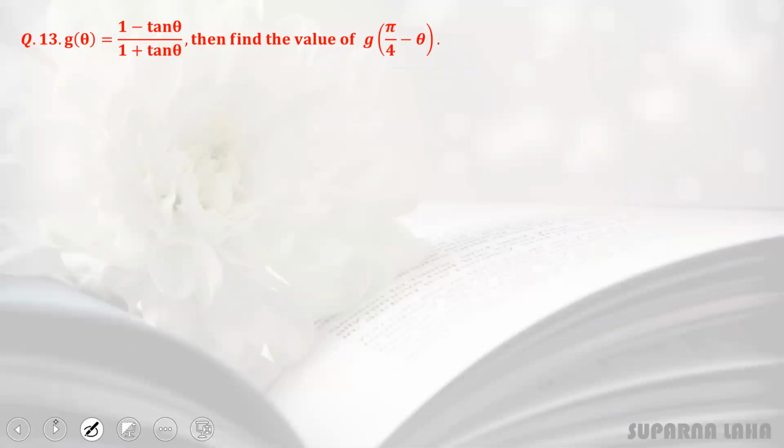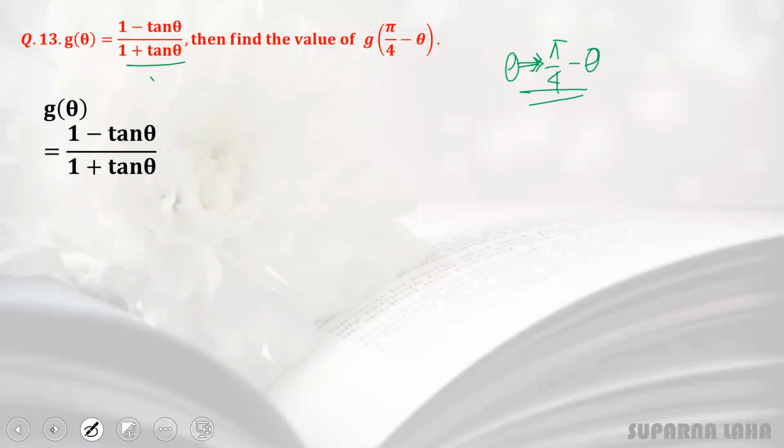You can directly put pi by 4 minus theta in the place of theta, and simplify this equation, and you can find the value of G of pi by 4 minus theta. Or you can do one thing: write down what is G of theta and simplify G of theta first, and then put theta equals pi by 4 minus theta. Now how will we simplify this one?